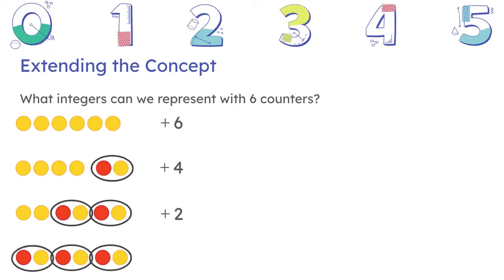Well, I've created 3 zero pairs. I'm going to discard my zero pairs, and that leaves me with nothing, which is 0. And 0 is an integer, so I guess I represented 0 with 3 zero pairs. 3 red counters and 3 yellow counters represent 0. So that's a helpful thing to keep in mind. Anytime that you have integer tiles or counters that you're working with and they all match up, there's an equal number of positives and an equal number of negatives, you've got 0.